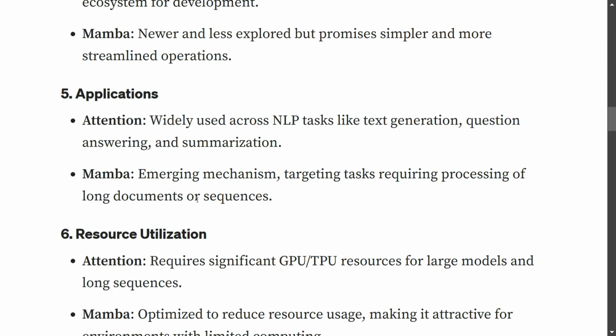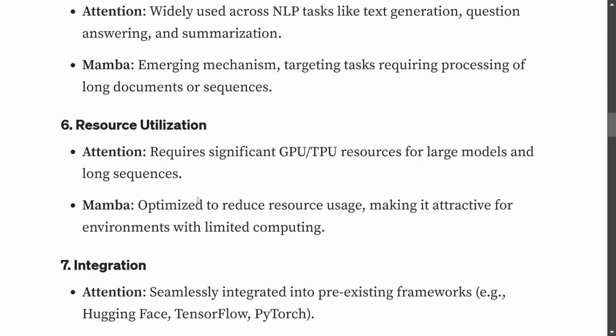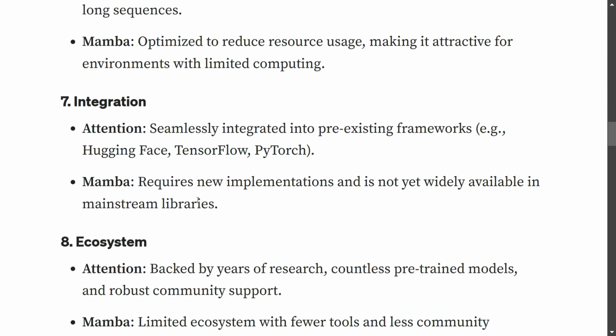Resource utilization. I think attention requires a significant amount of GPU and TPU. If you have run any sort of LLM, you might know it. Mamba also uses significant GPU and TPU, but compared to attention, it is reduced and hence more friendly when you have limited computing. Talking about integrations, attention integrates seamlessly with existing frameworks like Hugging Face, TensorFlow, PyTorch, whatever you say, but not Mamba because it is still new. People haven't experimented that much.